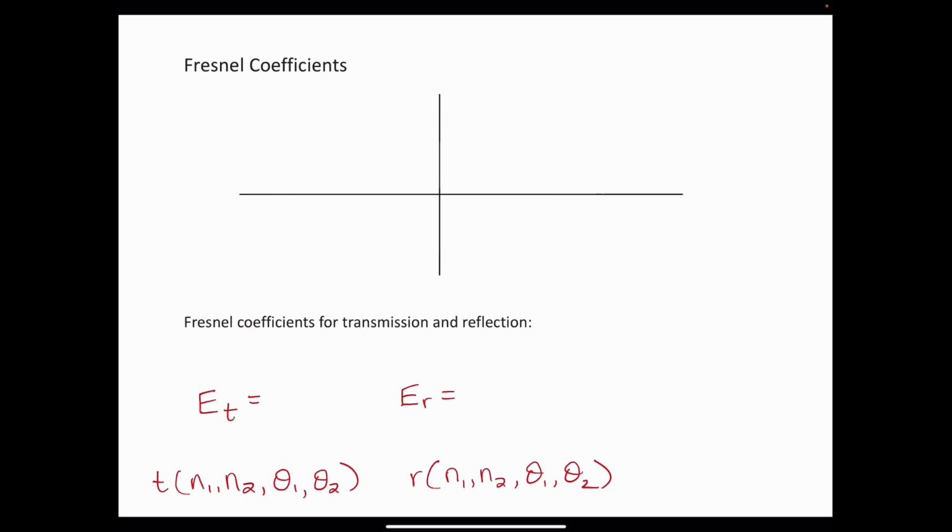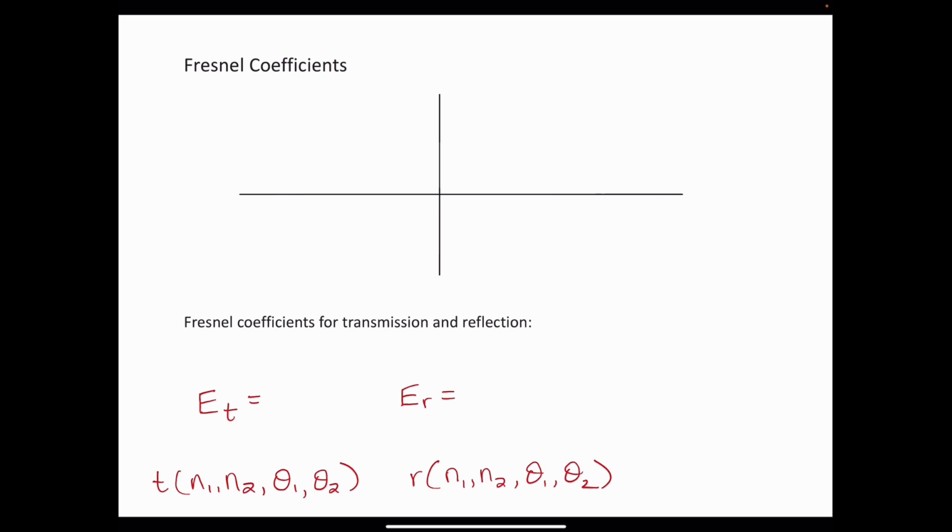In this video, I'll be talking about the Fresnel coefficients for reflection and transmission, where transmission is also known as refraction. When a light wave is transmitted or reflected, the electric field of the transmitted or reflected light has a smaller amplitude and different phase from the incident light.